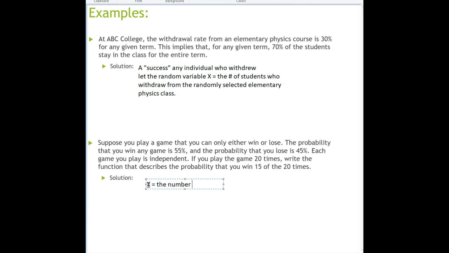X is the number of wins, so x takes on the values 0, 1, 2, 3, all the way to 20, and that should be an uppercase X. The probability of success, remember, is the P. Probability of success is 0.55. The probability of failure, which we represent as Q, is 0.45. They've given us all this information. The number of trials, N, is 20. And the probability question stated mathematically is P(x = 15).